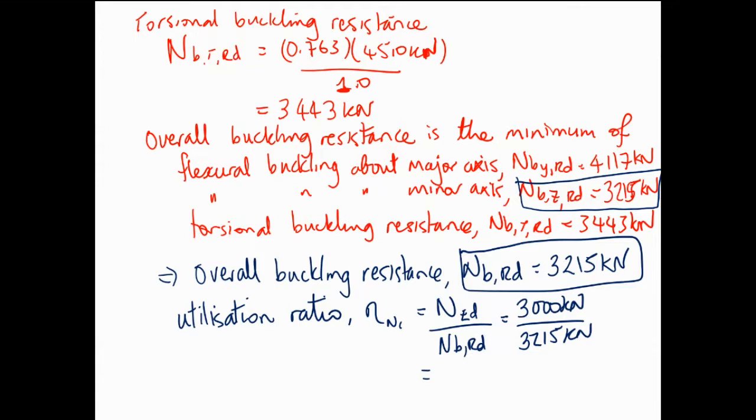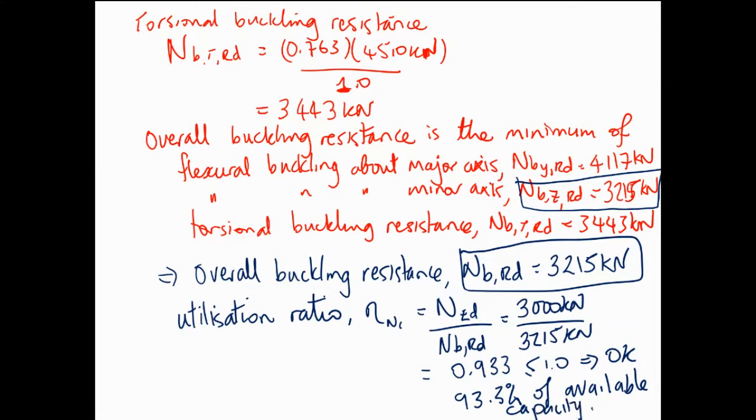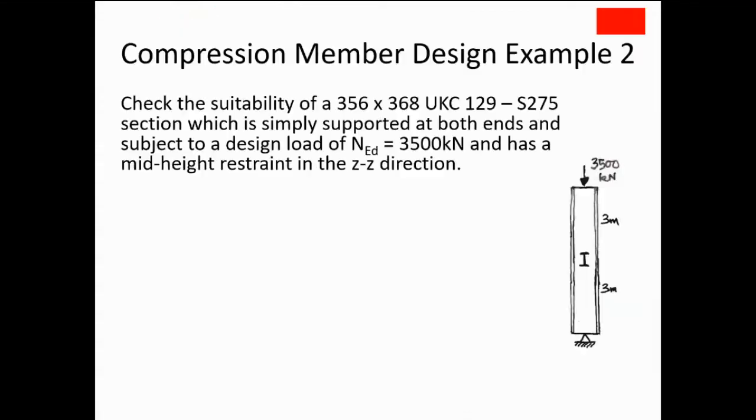So that ratio is equal to 3,000 divided by 3215, which is equal to 0.933, which is less than or equal to 1. So it's okay. In other words, 93.3% of available capacity used. Okay, so we have another 6.7% or so available to us afterwards. Okay, so that's the torsional buckling resistance value. That's that example done.